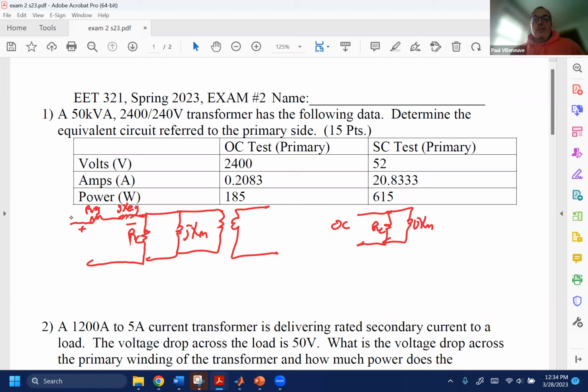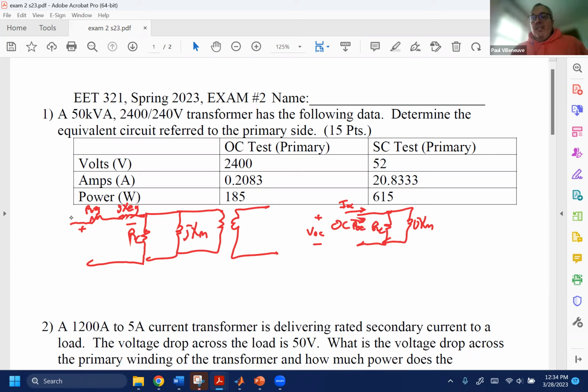So when I do my open circuit characteristic, I've got an applied voltage, V open circuit. I have a current, I open circuit. And when you're in the field, it's not always easy to get the angular difference between the voltage and the current. But what is easier is to get the open circuit power. With this information, we have enough to go ahead and calculate the impedances.